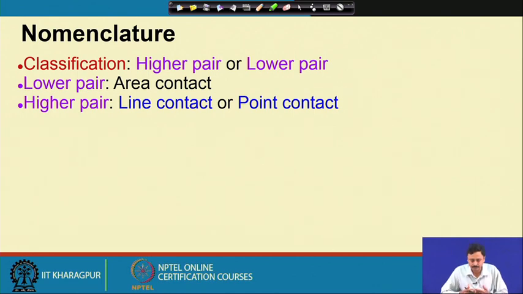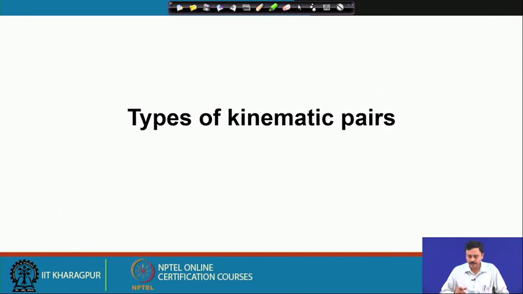So, whenever two bodies are connected by a kinematic pair, this kinematic pair can enforce certain restrictions in the relative motion of the two bodies by certain contacts. Now, if this contact is an area contact, then it is a lower pair. If it is a point contact or a line contact, then it is called a higher pair. Let us look at the types of kinematic pairs we come across very often.